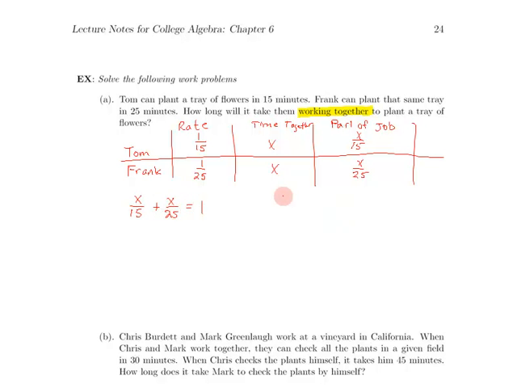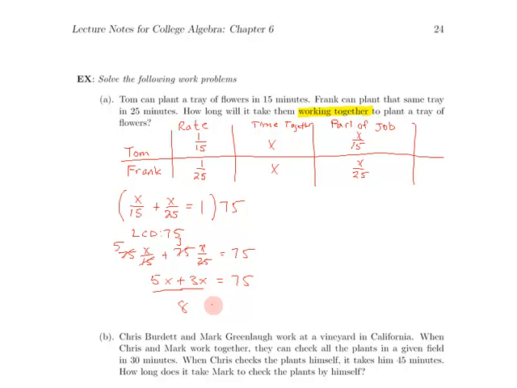Okay. So X over 15 plus X over 25 is equal to 1. To solve that, we have to find our LCD, which the LCD of 15 and 25 is 75. So I multiply both sides here by 75. So I'll have 75 times X over 15 plus 75 times X over 25 is equal to 75. 15 goes into 75 5 times. 25 goes into 75 3 times. 5x plus 3x is equal to 75.